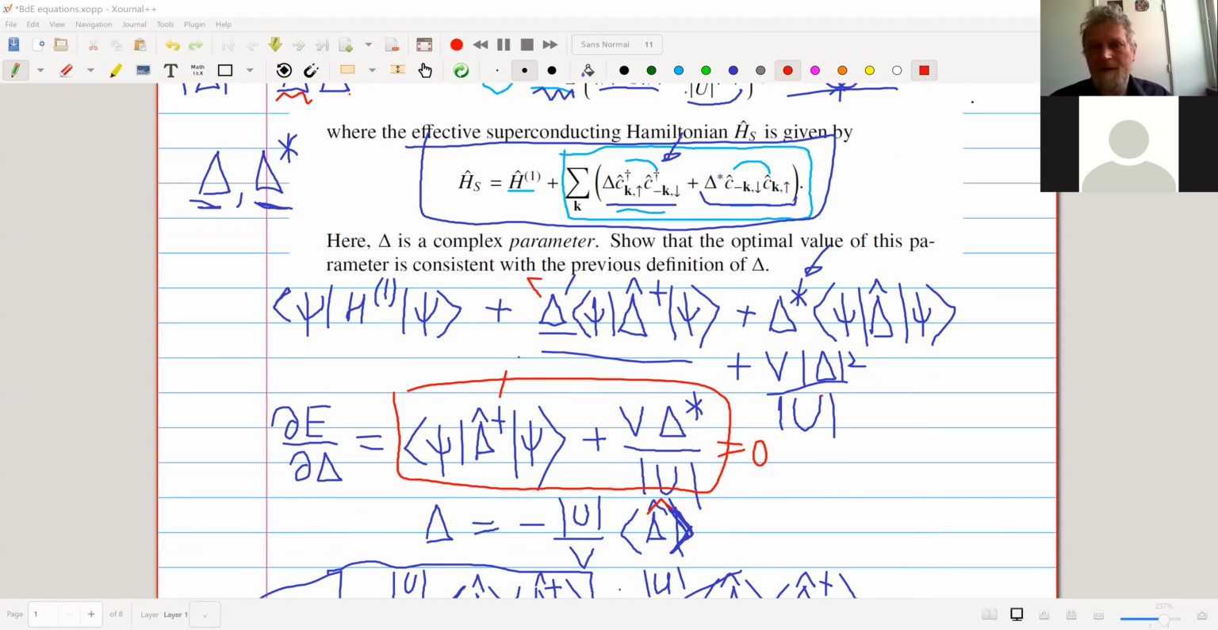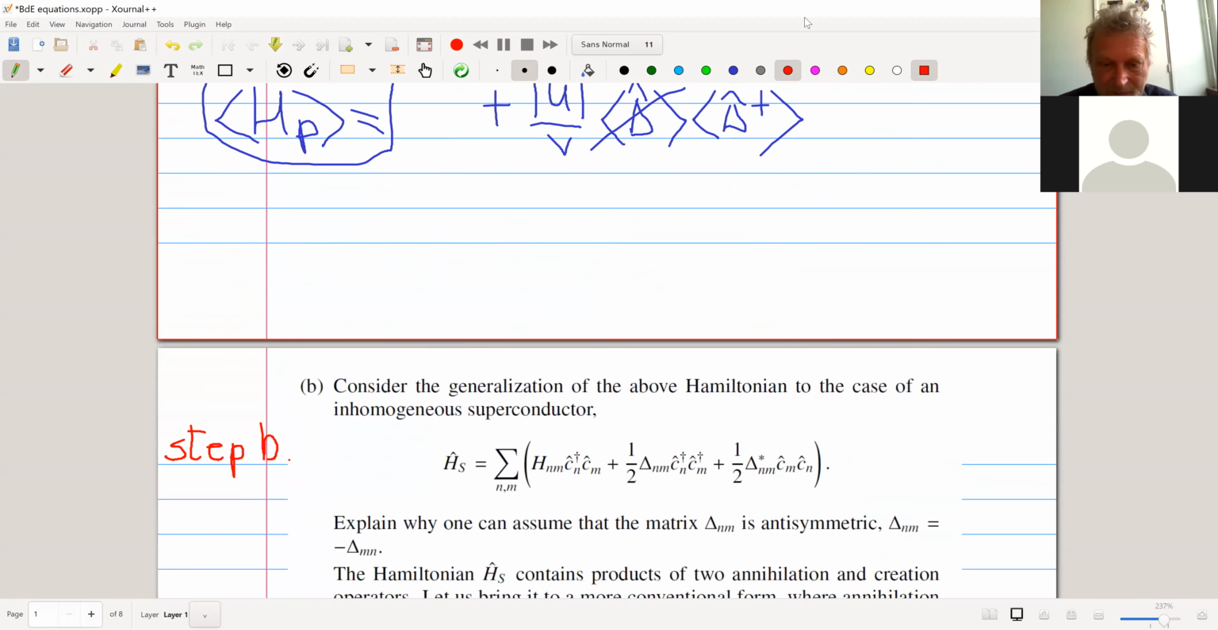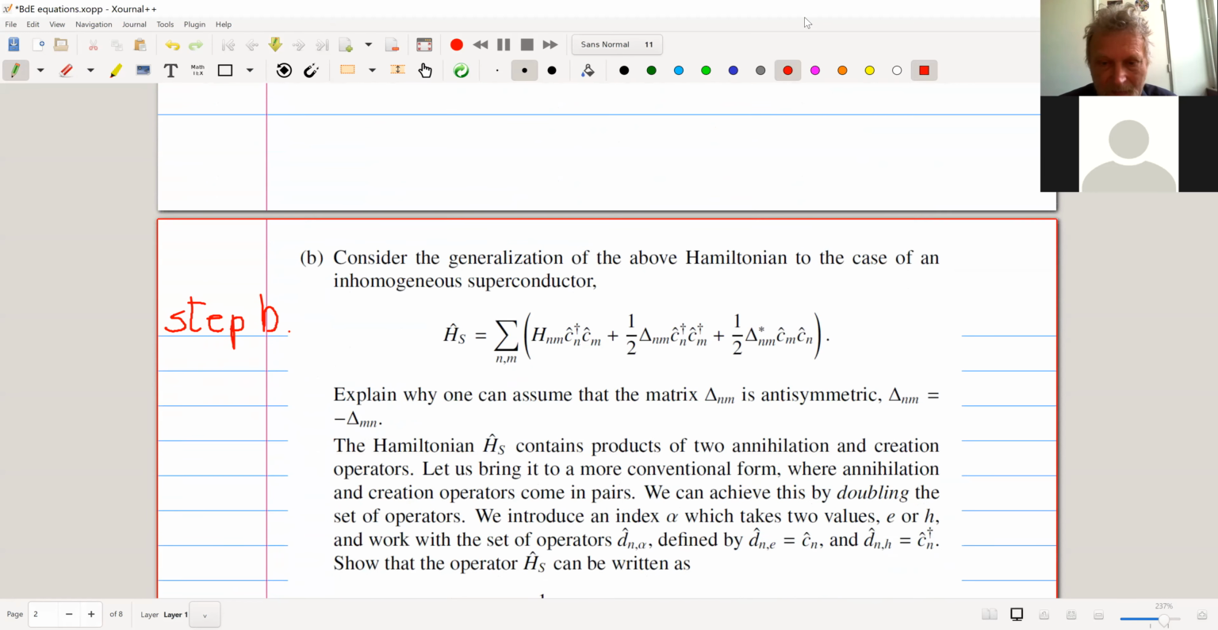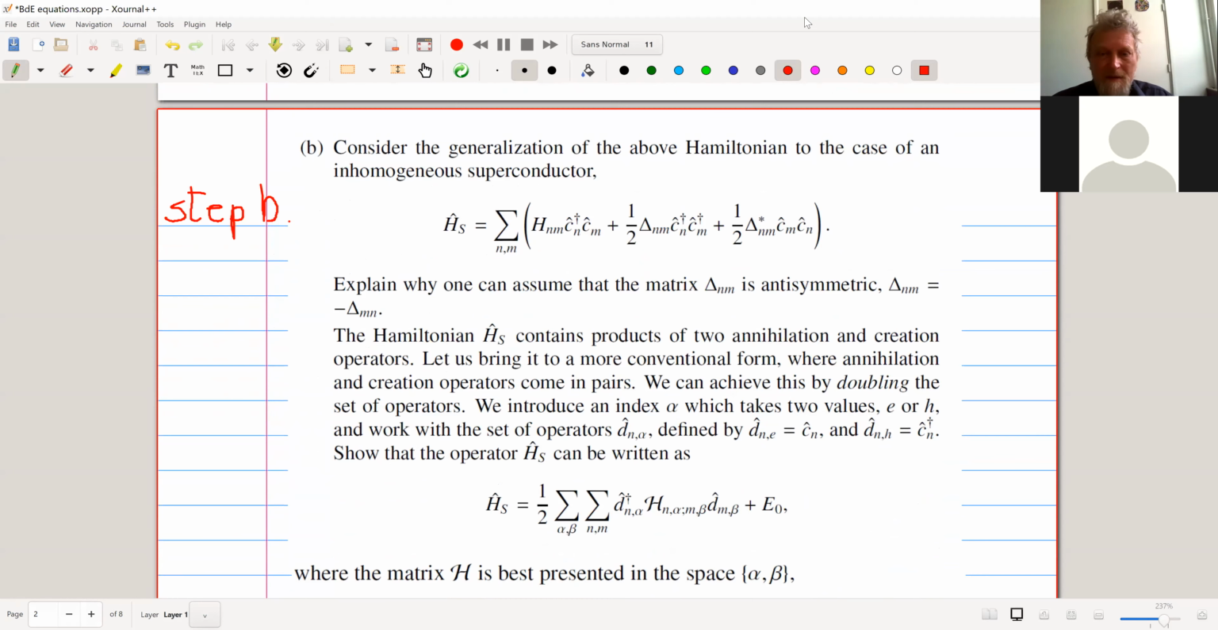Fine, good. So and now we want to work with this operator, effective superconducting Hamiltonian HS. And let me go to next page. That will be next point.